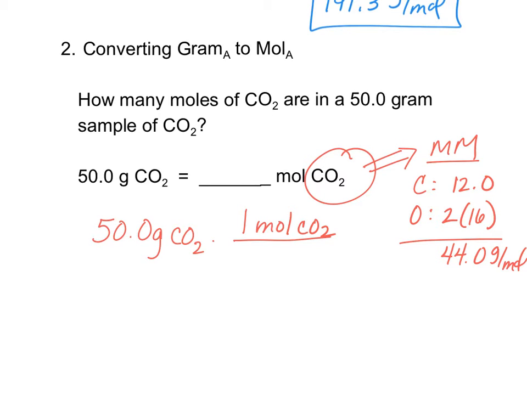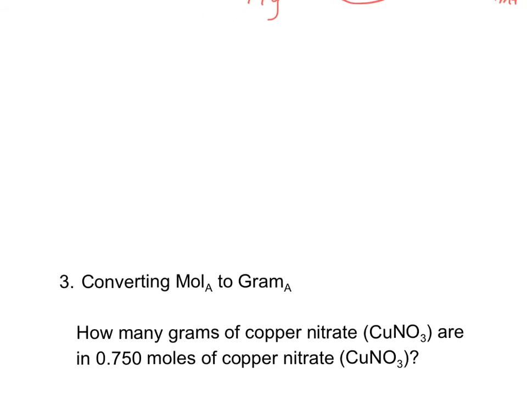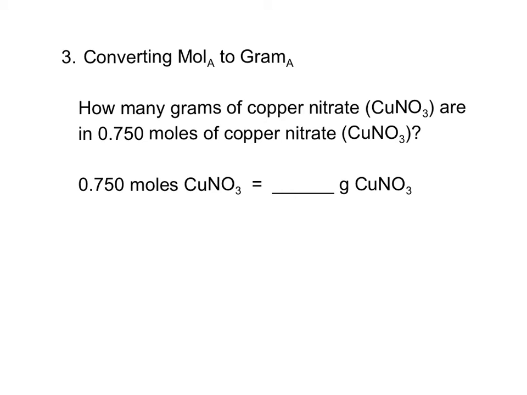Okay, so I put a 44 here, and then my math would be 50 divided by 44, and that would give me 1.14 moles of CO2. So that would be my final answer. All right, moving right along. Number 3 is moles to grams. Moles of A to grams of A, so we're just talking about the same substance. This time it's copper nitrate. How many grams of copper nitrate are in 0.750 moles of copper nitrate?